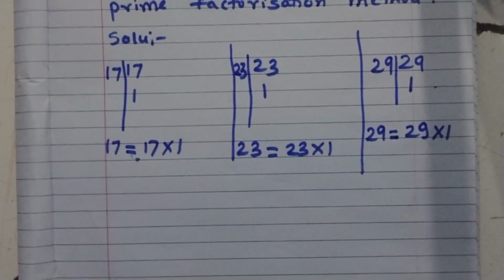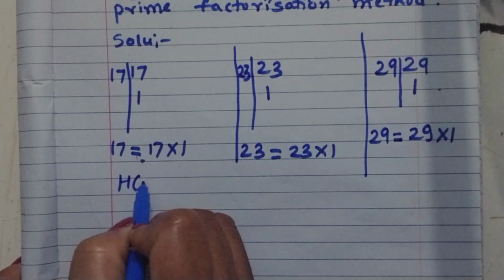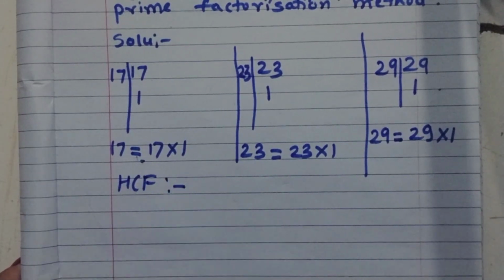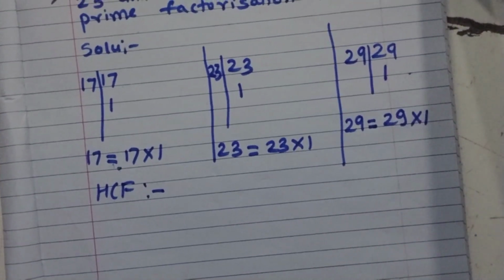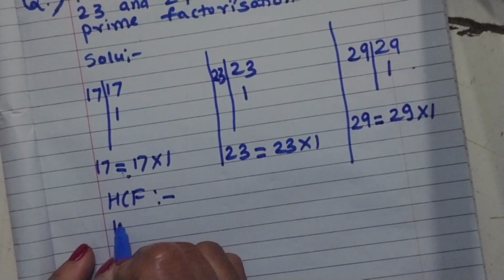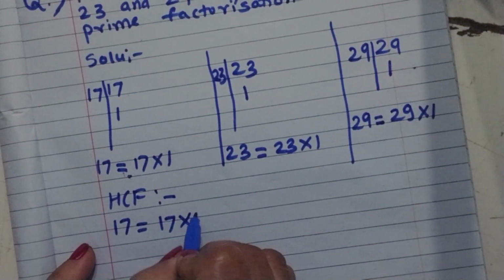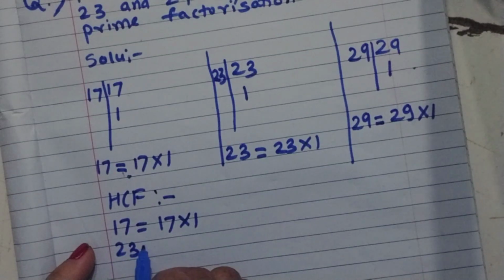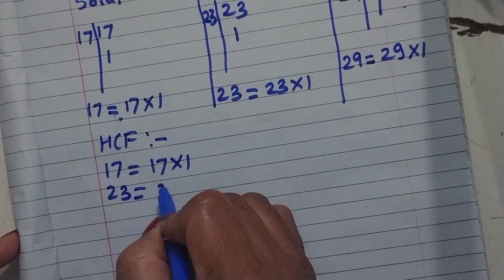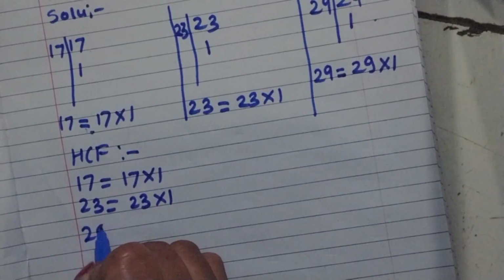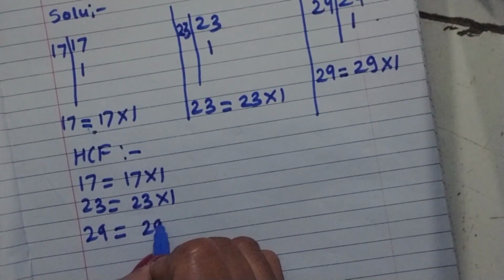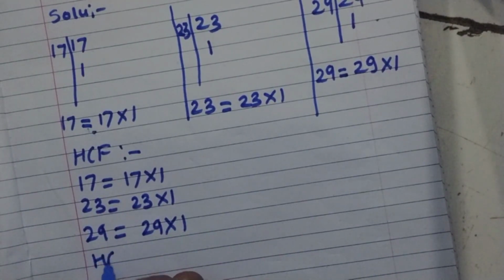Now find HCF. So to find HCF of 17, 23 and 29, we write them as a product of their prime factors. 17 is equal to 17 multiplied by 1. 23 is equal to 23 multiplied by 1. And 29 is equal to 29 multiplied by 1. Now we find HCF.